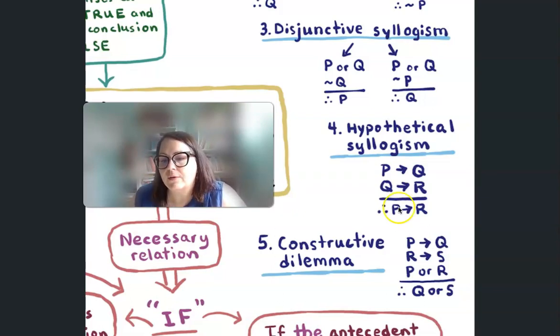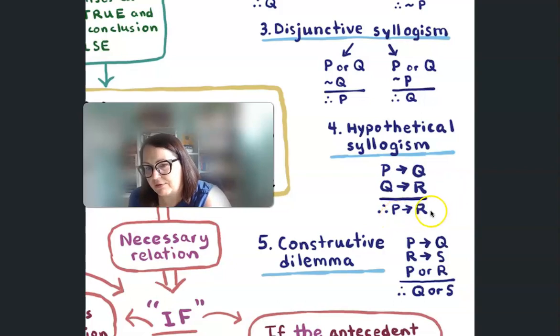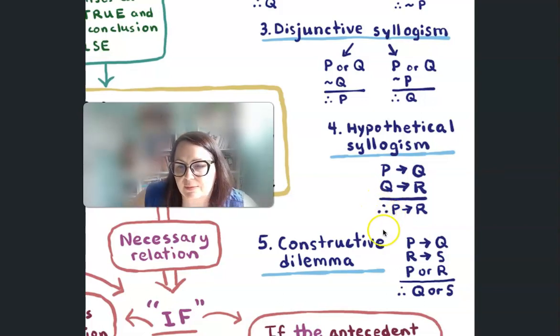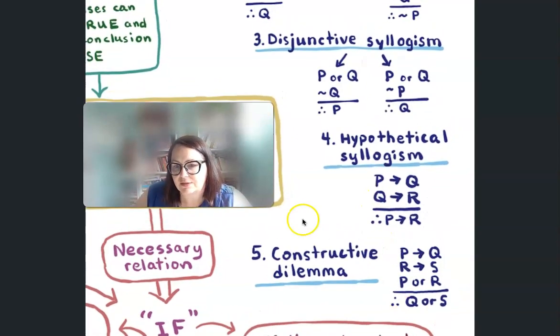But we know that if you have P, then you can derive R. Why? Because if P then Q, if Q then R, allows us to put this if-then together. And so you could never have a conclusion here that's not if P then R, right? That would be a counterexample. Constructive dilemma kind of puts it all together.